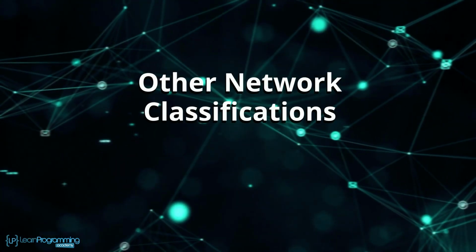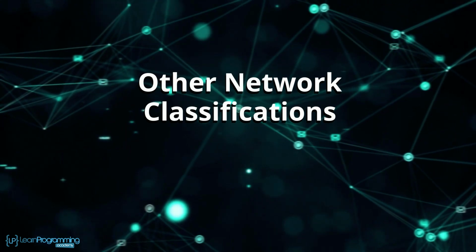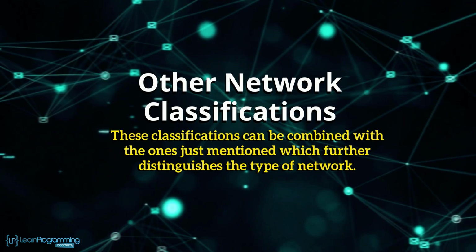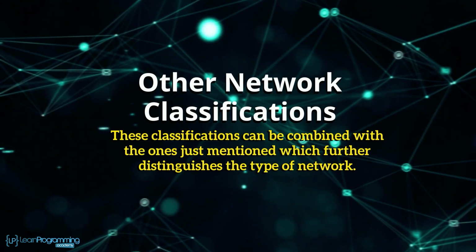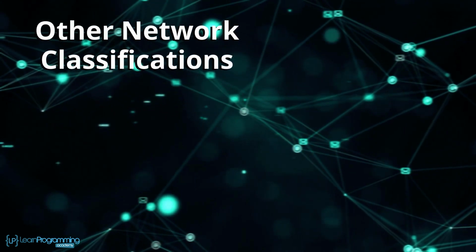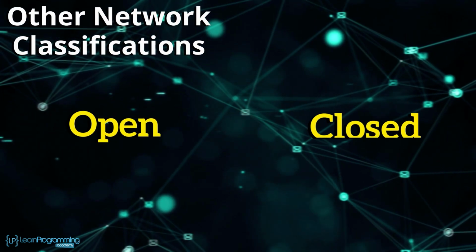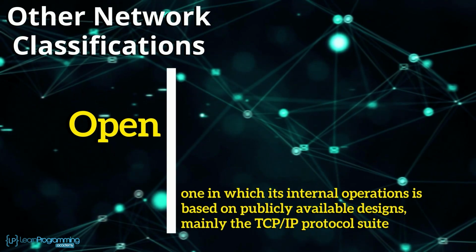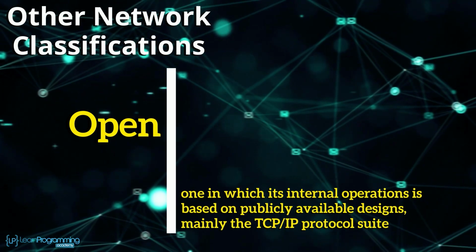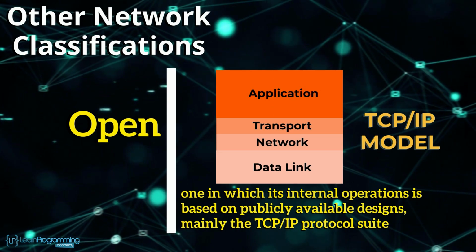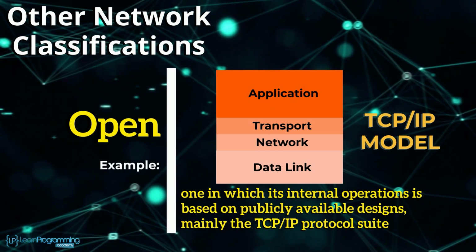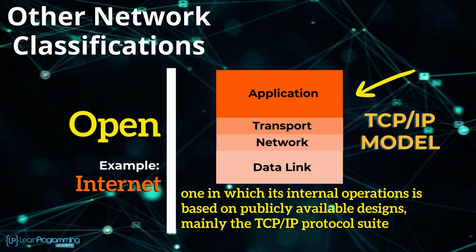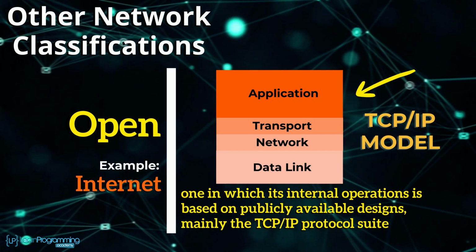2 other network classifications can also be used to describe networks. These classifications can be combined with the ones just mentioned, which further distinguishes the type of network. The first of these 2 are networks that are often classified as either open or closed. An open network is one in which its internal operation is based on publicly available designs, mainly the TCP/IP protocol suite, which I'll talk about more later. The Internet is a good example of an open network because it's based on the public domain TCP/IP protocol suite.